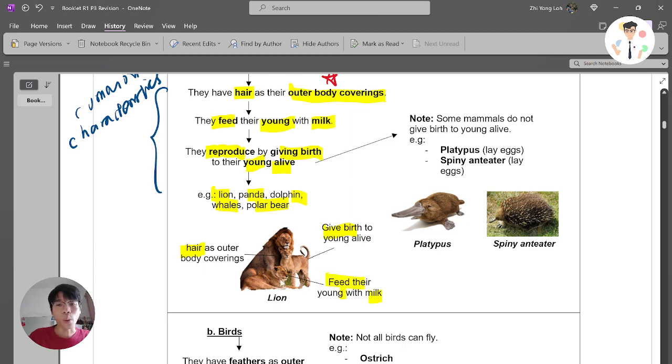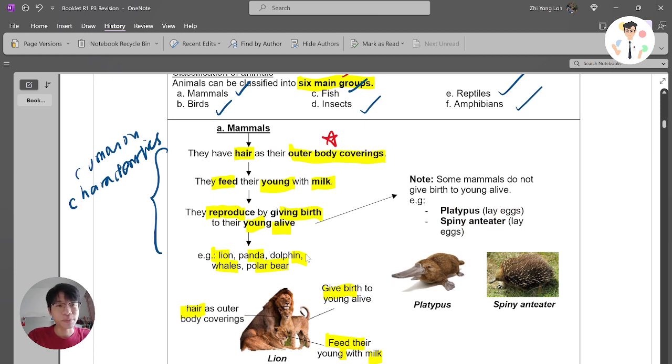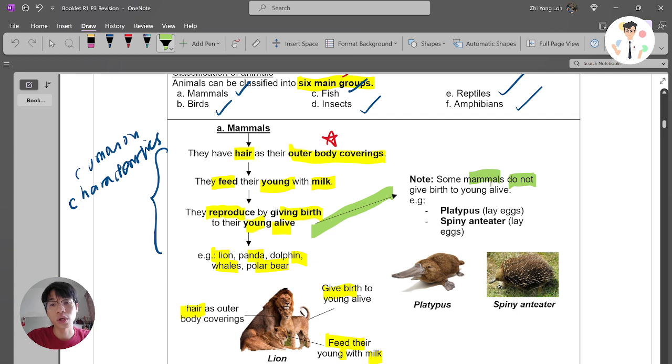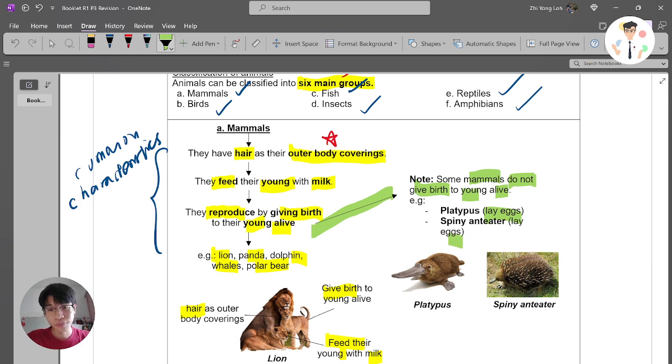Okay, however, there are always exceptions in some cases here. I listed mammals that do not give birth to their young alive, but rather lay eggs. What are some examples? Like platypus, as you can see here, and we have spiny anteater as an example in the pictures. These are mammals, but they do not give birth to young alive, but rather lay eggs.